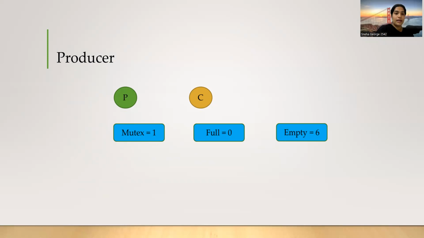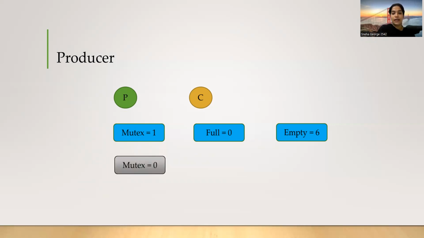Okay, so here it is a producer. So the producer wants to produce. So now the producer will go to the buffer, so that it will check the mutex value. It sees that the mutex is 1, which means that the buffer is not used by anyone. So it will now make the mutex value 0. It's going to start producing.